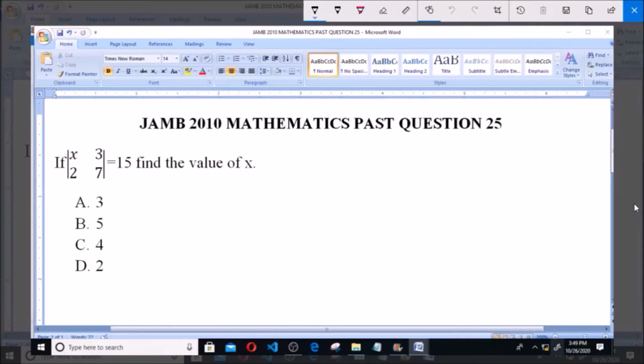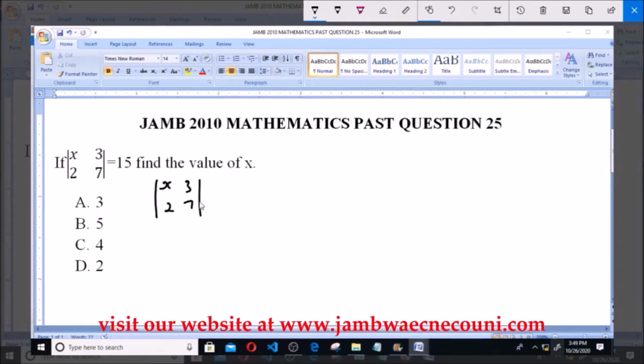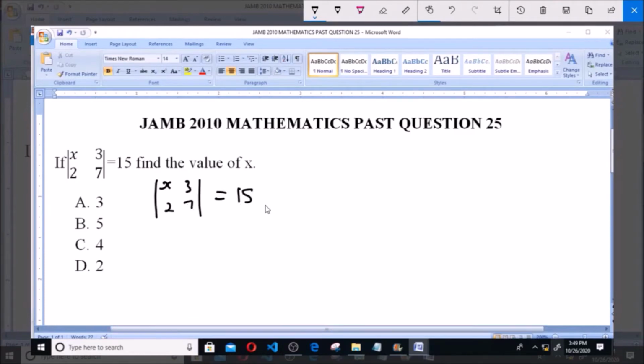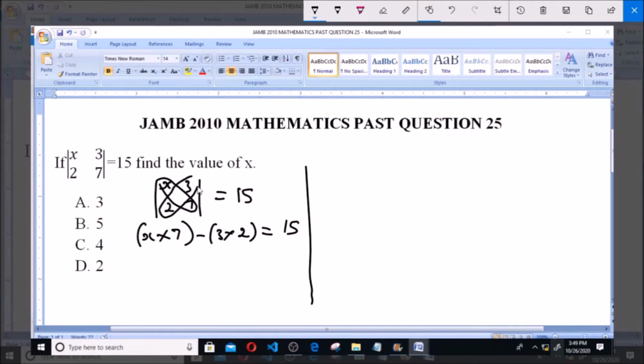Now if you look at this, they've given us the determinant of this matrix. When you see a matrix like this, it simply means that the determinant of this matrix is equal to 15. With this we can find the value of x. That means x multiplied by 7 minus 3 multiplied by 2 is equal to 15. What I did was multiply this with this, then multiply this one and this one, then subtract. So that's how to find the determinant of a matrix.